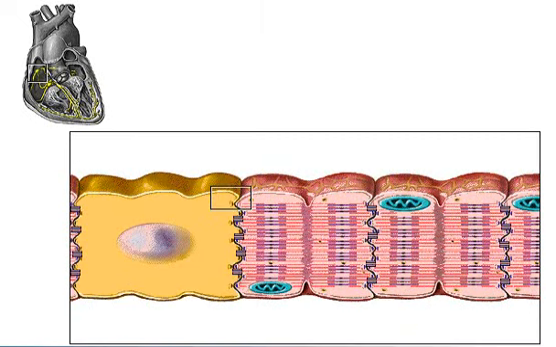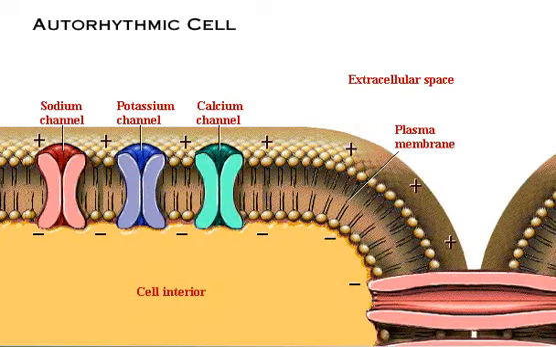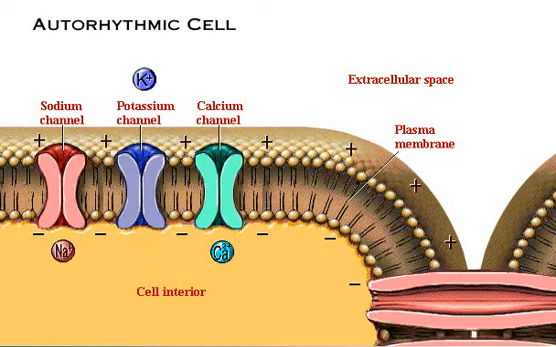Let's explore the structure of an autorhythmic cell. In this diagram, we see the structures that are crucial for generating an action potential. Embedded in the plasma membrane, we see several protein channels that allow ions to move into or out of the cell. Sodium channels and calcium channels allow sodium and calcium to enter the cell, whereas potassium channels allow potassium to leave the cell. The movement of ions affects the membrane potential, the voltage across the membrane.